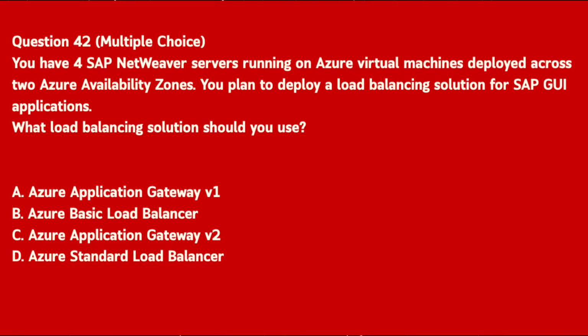You have 4 SAP NetWeaver servers running on Azure virtual machines deployed across 2 Azure availability zones. You plan to deploy a load balancing solution for SAP GUI applications. What load balancing solution should you use? Azure Application Gateway V1, Azure Basic Load Balancer, Azure Application Gateway V2, or Azure Standard Load Balancer.